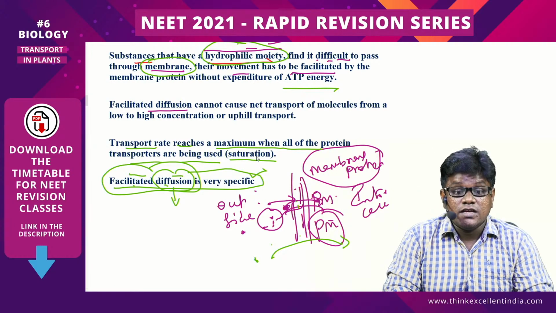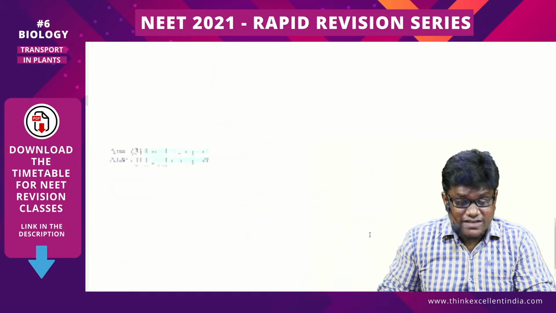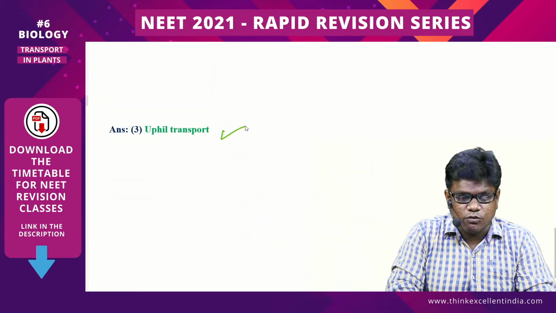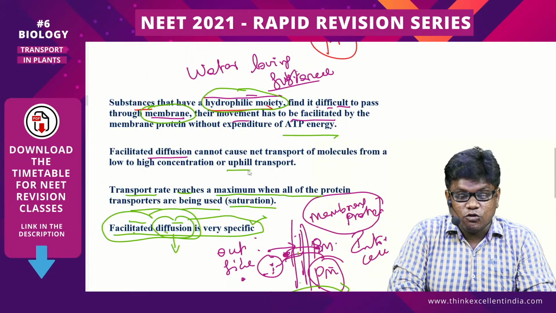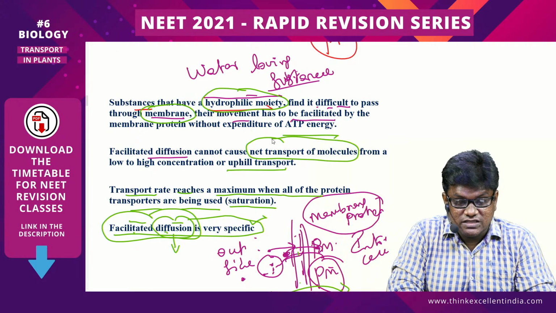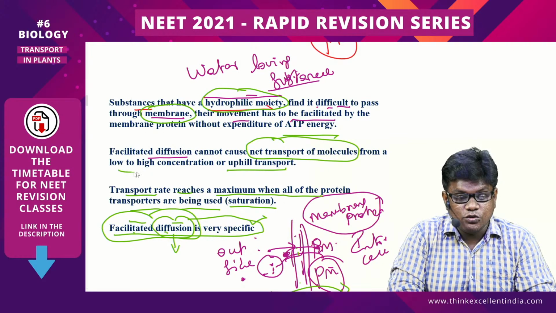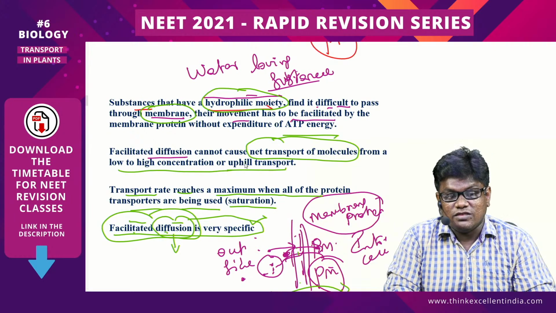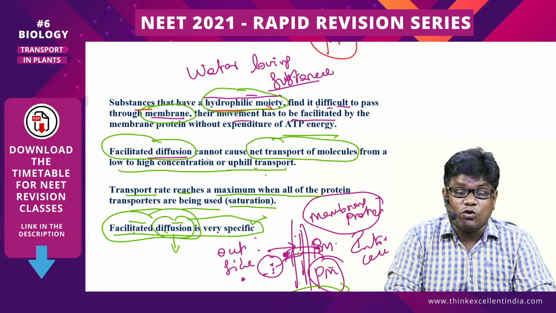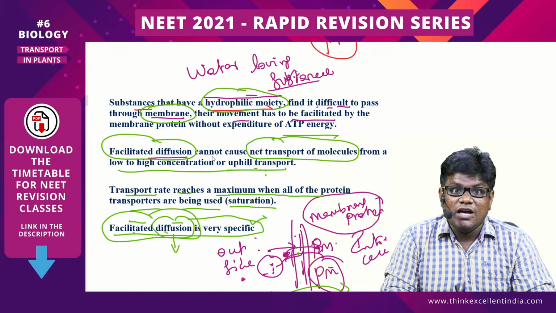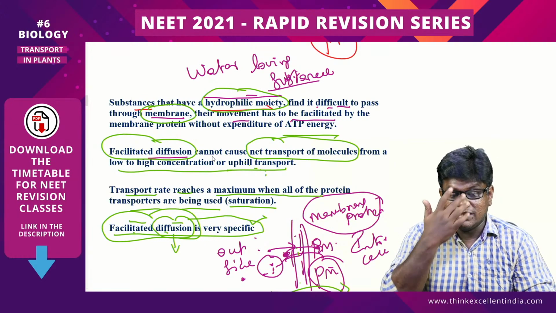So that's very specific. So here the option is uphill transport. Why is uphill transport the answer? Because uphill transport means what? It requires net transport of molecules, that is uphill transfer from a low to higher concentration. So that will not work here because facilitated diffusion is without energy, as well as membrane proteins are involved in it. So that is the right answer.